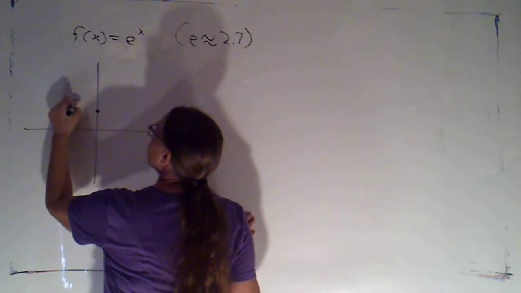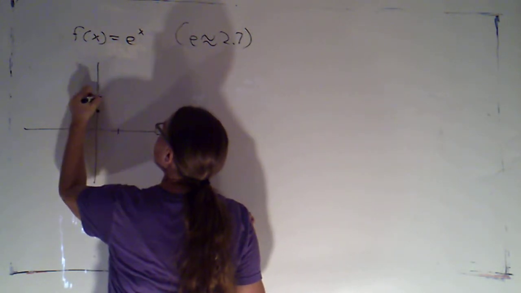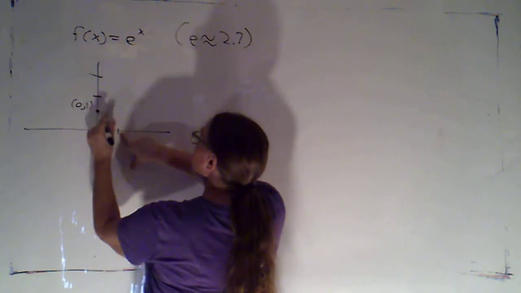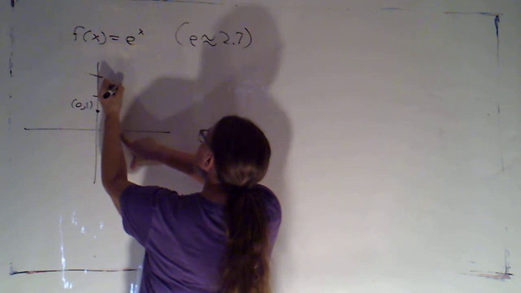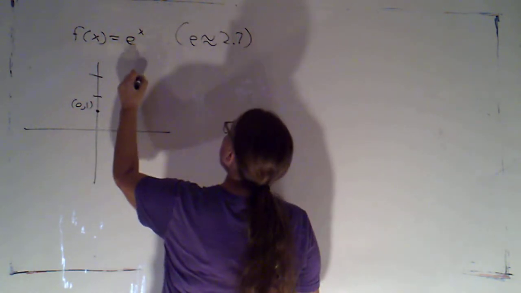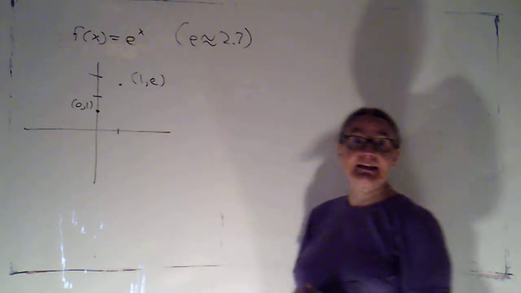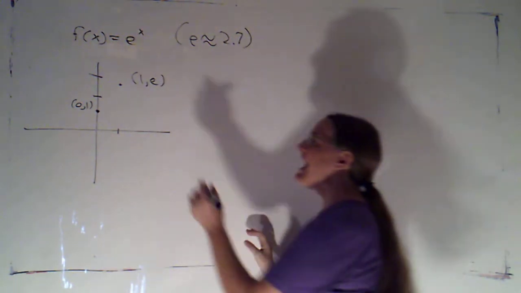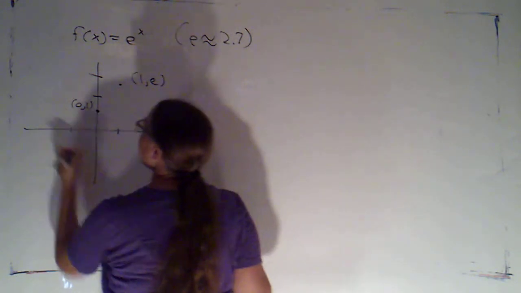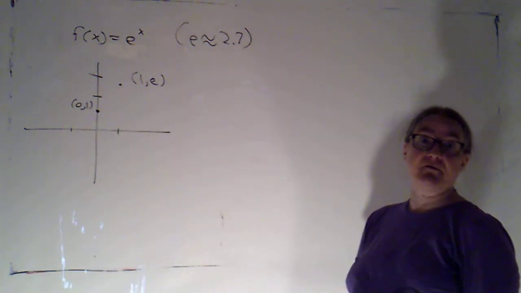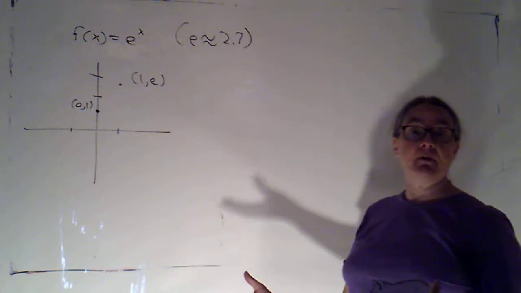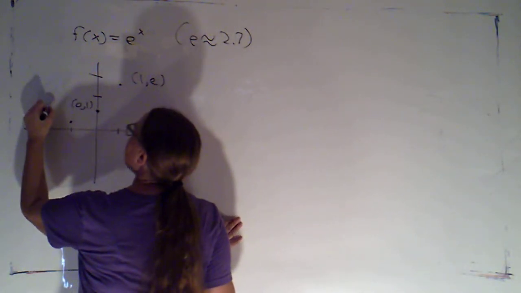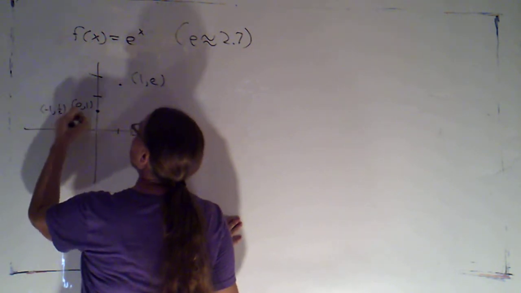So I've got my point 0, 1 is my y-intercept. I'm going to have a point at 1, e. So here's 1, 2, about 2.7 there. I'm going to make sure I label that as 1, e. I just used this estimate to get it in about the right place. Okay. And then at -1, my y value will be the reciprocal of e. And since that's between 2 and 3, we're going to be somewhere between a half and a third. Okay. So -1, 1 over e.